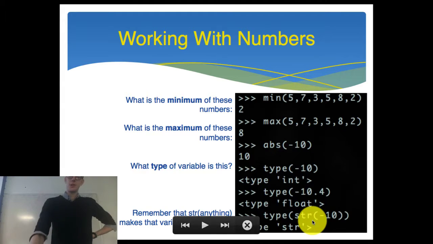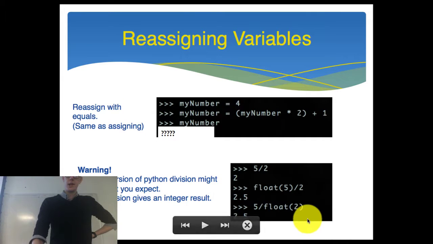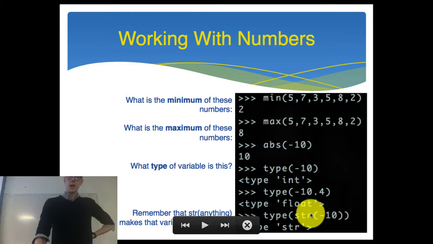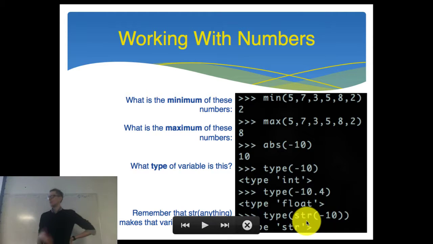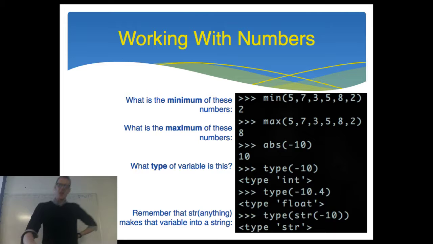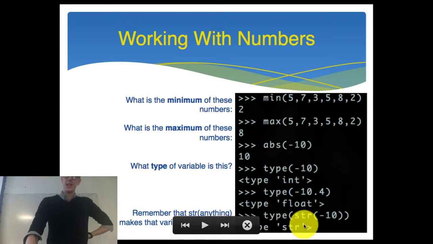And then you can convert things from one type to another, as we saw previously. So previously I showed you the float, that I can convert this whole integer 5 into a float. Well, here I can convert the number -10 into a string. String is text, is words, is letters, and then check the type of it, and it's stored as a string.